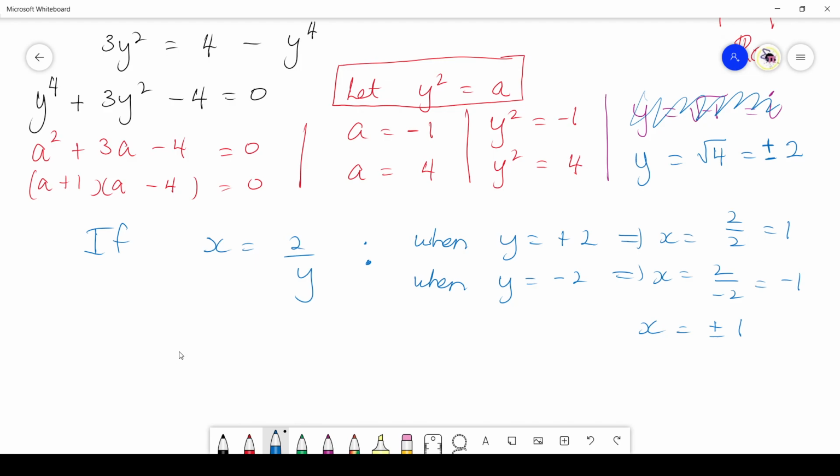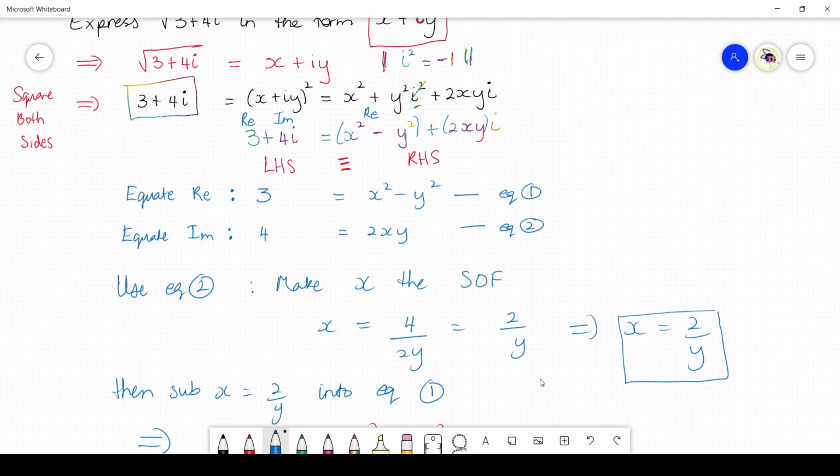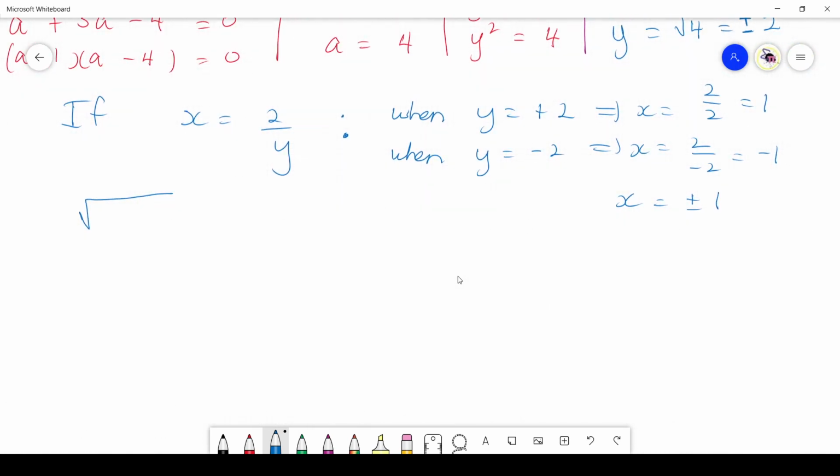Remember our original question. What was our original question? Can anybody remember? Oh, our original question was to find the square root of, there it is, 3 plus 4i. It was to find the square root of 3 plus 4i. And our answers are as follows. They wanted to express it in the form x plus iy, so the answers would be in this form.